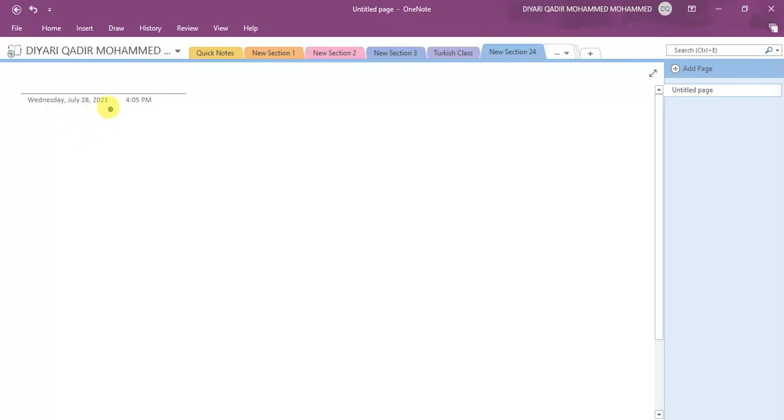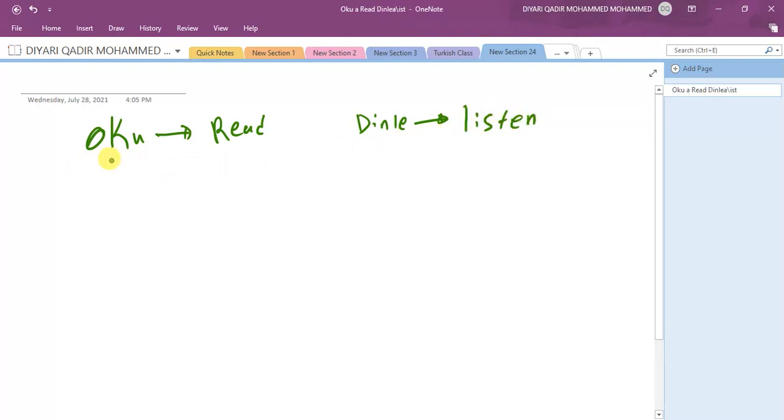So in the very first lessons we talked about some verbs like oku. Oku, it means read. Okay, and we talked about, for example, dinle. This means listen. As you know that, for example, this is the verb, but we don't know what is the root of this verb. What's the stem of this verb? It came from where? Dinle, it means listen. Where did it come from?